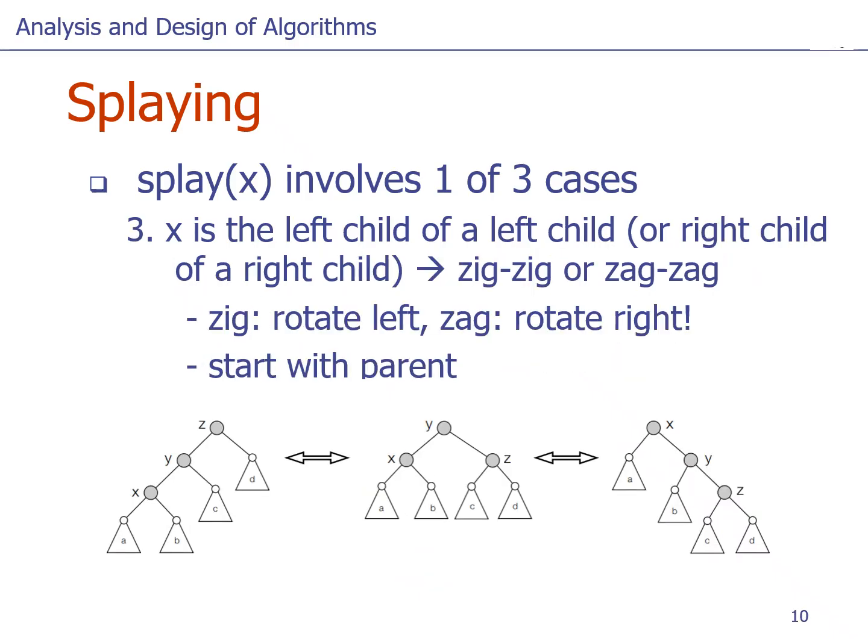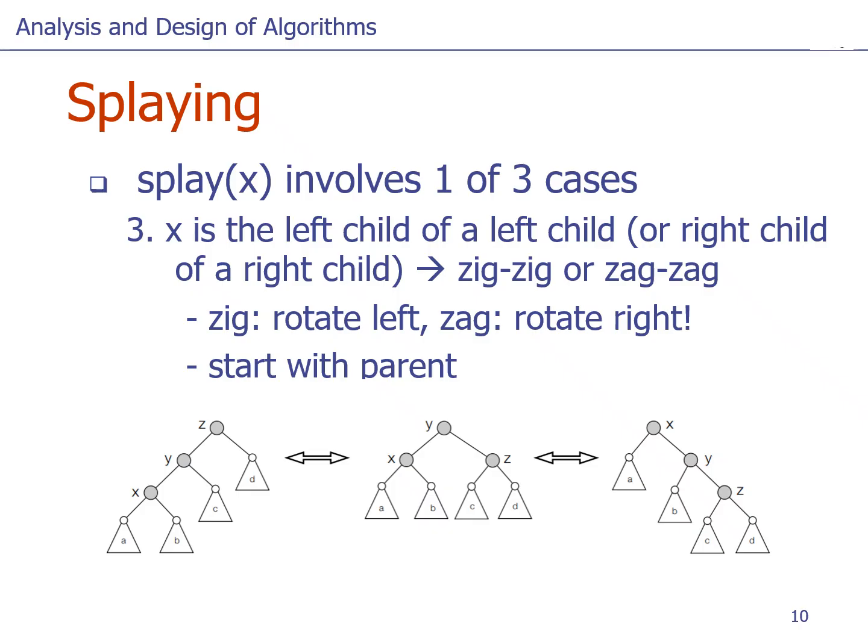Now the third case, I think by now you got the idea. This is going to be x is the left child of a left child or right child of a right child. And in this case, we're going to do zig-zig or zag-zag. Again, zig means rotate left, zag means rotate right. Okay? So if you look at the figure at the bottom left, x is the left child of y, y is the left child of z.